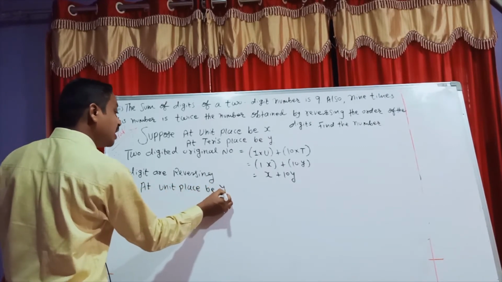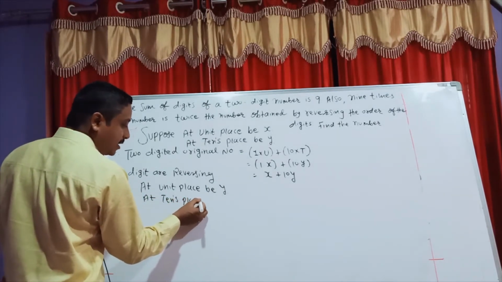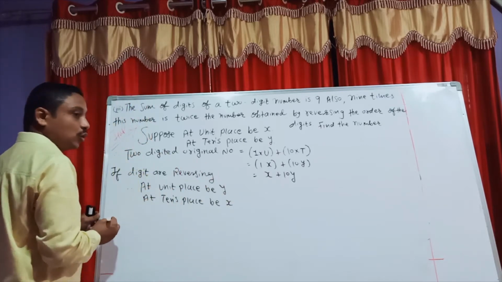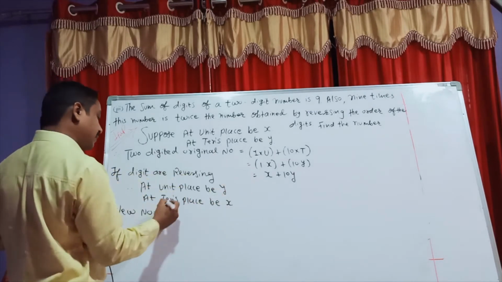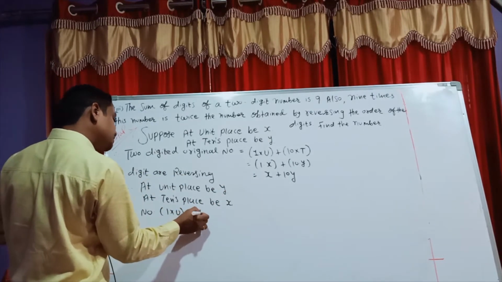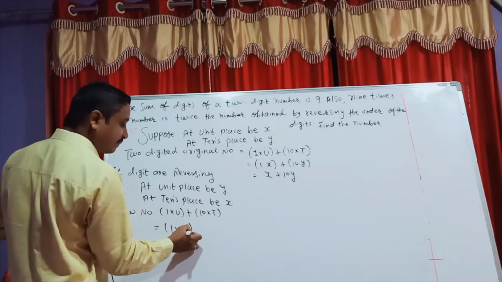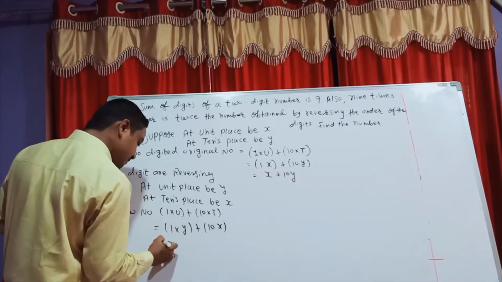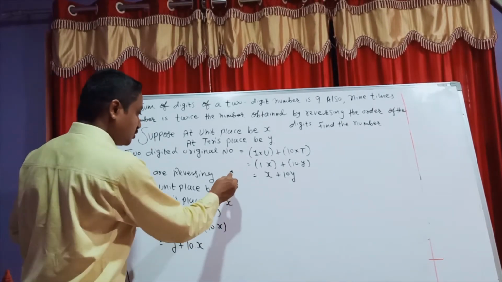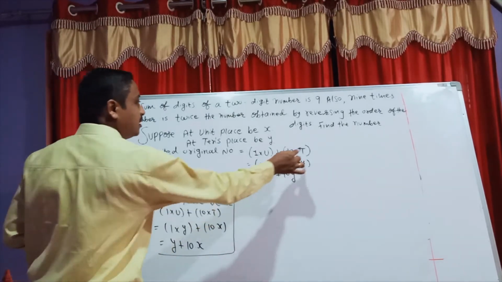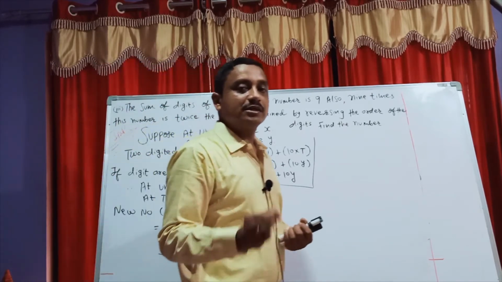Now unit place is y and at tens place is x. So the new number again applies 1 into unit place plus 10 into tens place. But this time, students, unit place is what? Y. And tens place is what? X. So y plus 10x. That's your new number coming. So necessarily show this one and that one, and now I start the sum.